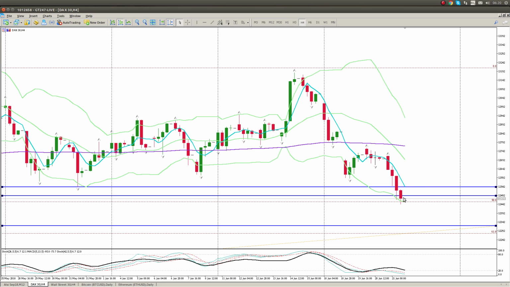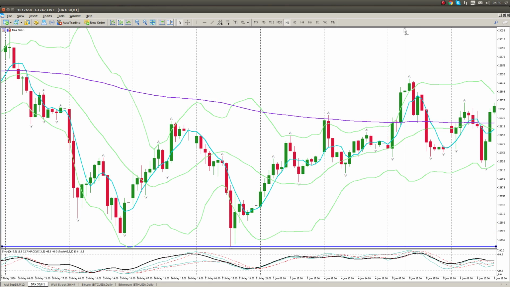Now I'm not saying we move to these highs again, but it could come back to test the 20 moving average, this green line, or the 200. Let's just move down to the hour.